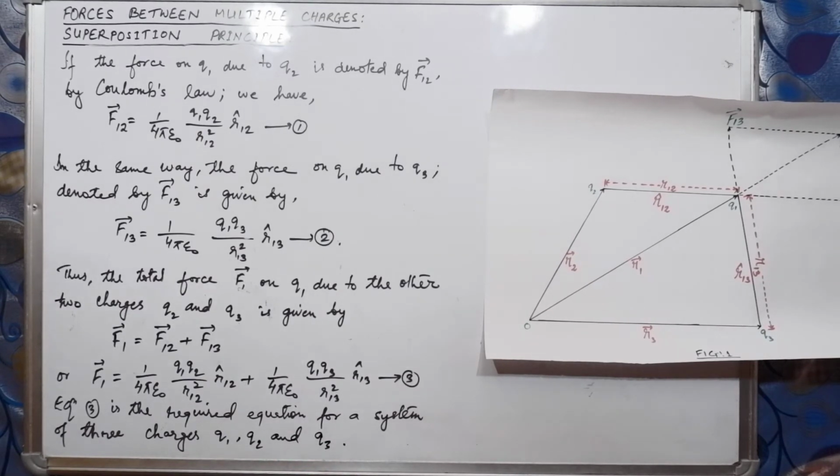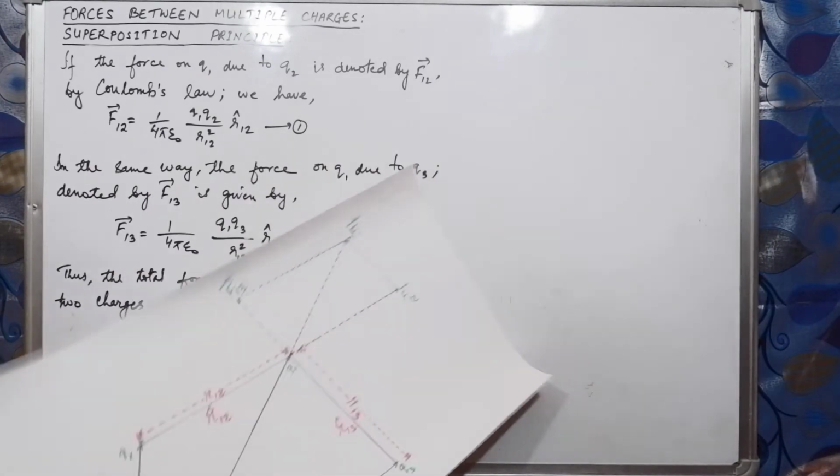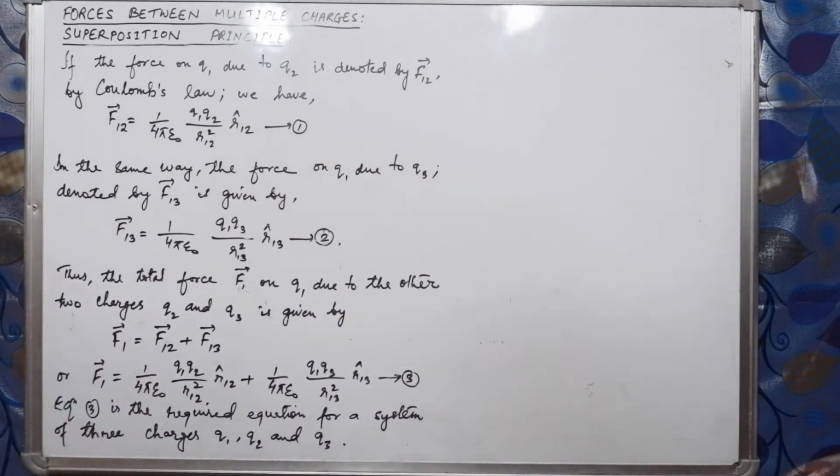So if the system has only 3 charges, then equation 3 is the required equation. But sometimes the number of charges will not be only 3, but up to n number of charges. So in that case, equation 3 can be generalized to a system of more than 3 charges, as shown in figure number 2 here.